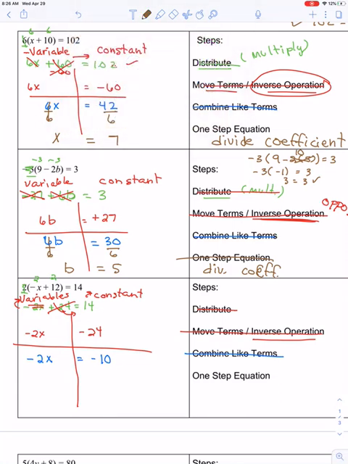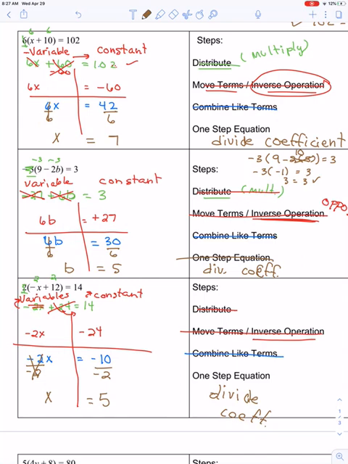Now again, everything has been the same. We are multiplying, negative 2 times x. So the opposite is to divide, and we're going to divide by that coefficient. My coefficient is negative 2. Remember, don't change anything about a coefficient. So negative 10 divided by negative 2. Negative 2 divided by negative 2 is 1. So I'm left with my x term equals negative, and a negative is a positive. So 10 divided by 2 is 5.